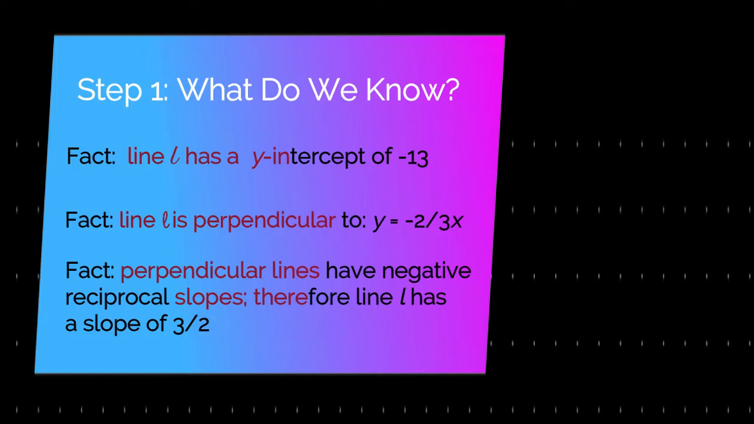Fact two, line L is perpendicular to y equals -2/3 x. Another fact you need to know, so if you've forgotten this, brush up on it, because you're going to run into it, is that perpendicular lines have negative reciprocal slopes. Therefore, we now know that line L has a slope of +3/2. So with that knowledge, we can start looking at any other conditions in the problem that they want us to work with.